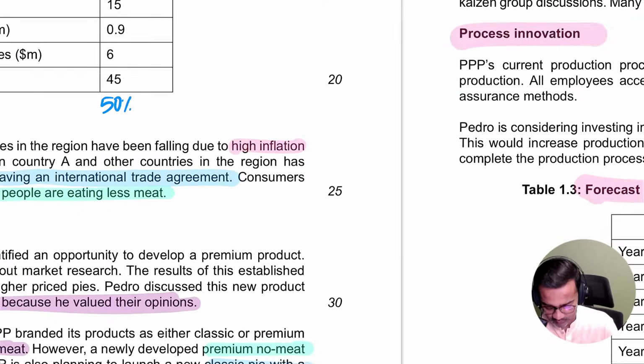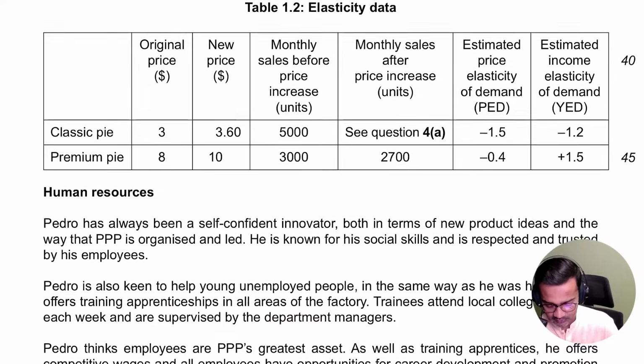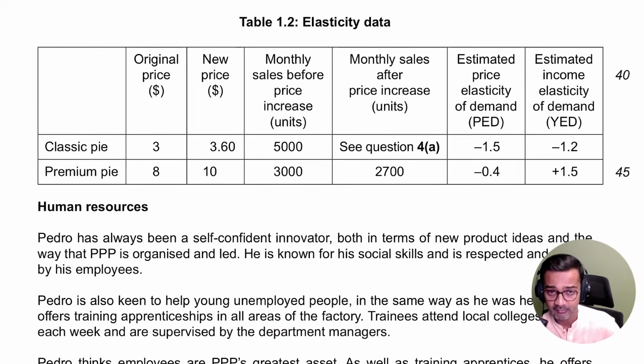And that's where you will turn over the page and you will get to the data here in table 1.2 for elasticity. And this is the question they'll be asking you to answer. So this is monthly sales after price increase. So they're asking you to calculate revenue here. You use the PED formula, you take revenue as X and you'll solve for it. So we're not doing that today. Hopefully you guys are okay with PED.